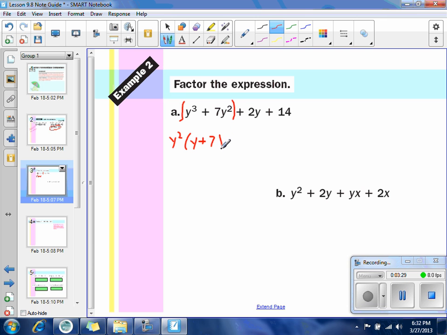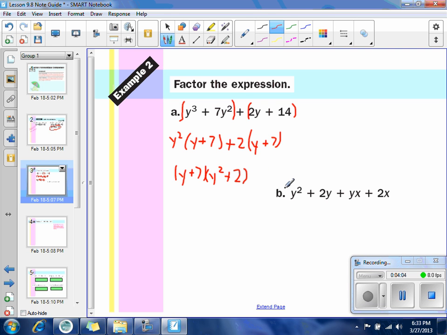And if I just look at these two, I can factor out a 2. So plus 2, and guess what I get? I get y plus 7. Hey, there's my magic factor again. So now I can have the final factored form of y plus 7 times y squared plus 2. And I can't factor that y squared plus 2 any further because it's not a subtraction problem and 2 isn't a perfect square.